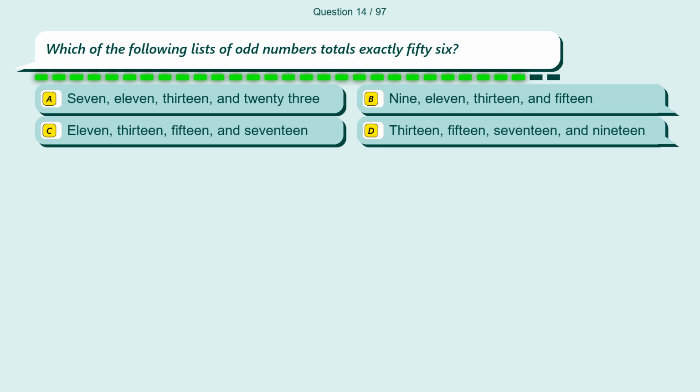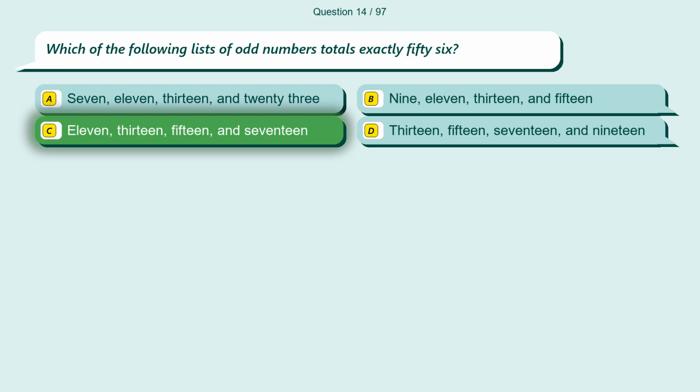Question 14. Which of the following lists of odd numbers totals exactly 56? Option A, 7, 11, 13, and 23. Option B, 9, 11, 13, and 15. Option C, 11, 13, 15, and 17. Option D, 13, 15, 17, and 19.